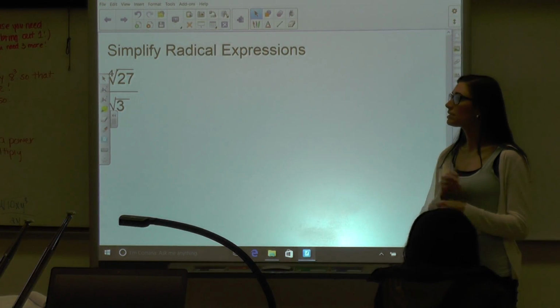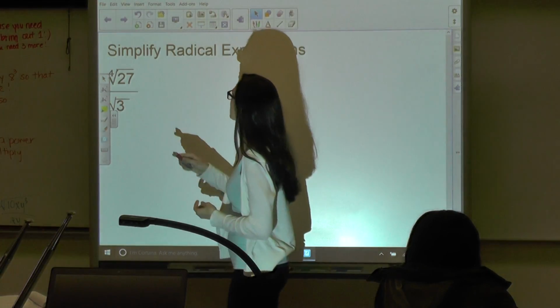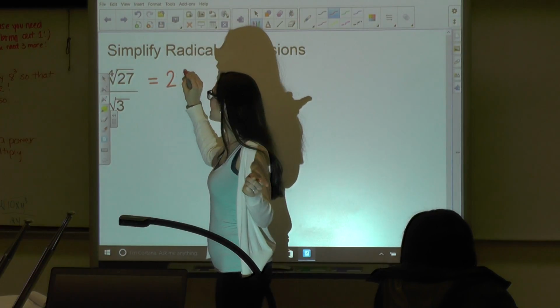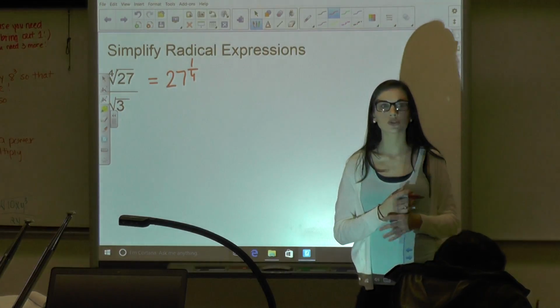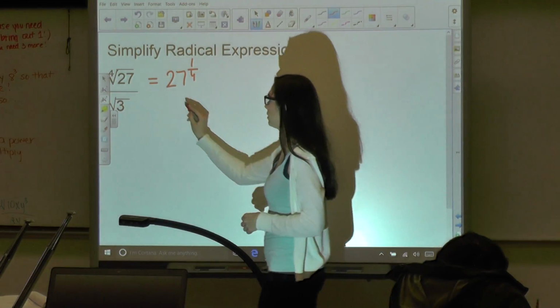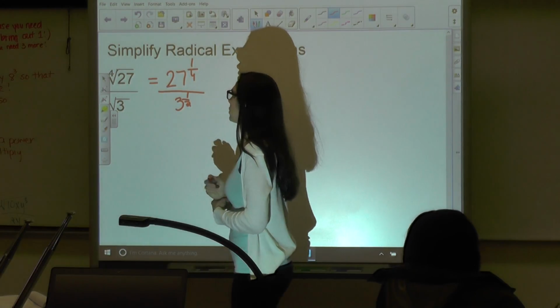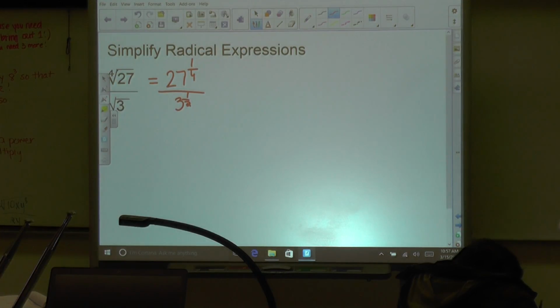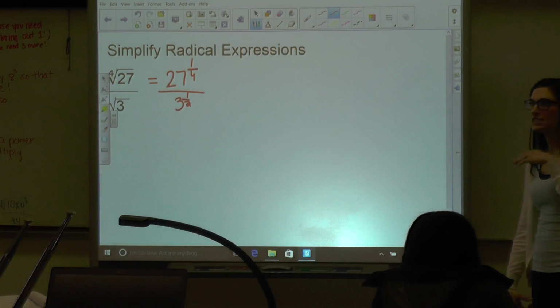Okay, so what is the 4th root of 27 as an exponent? 27 to the power of 1 over 4. What is the square root of 3 as an exponent? 3 to the power of 1 over 2. Where did we get this from? From the first thing that we did, turning them from radical to exponential form. Remember, top one inside, bottom one outside?